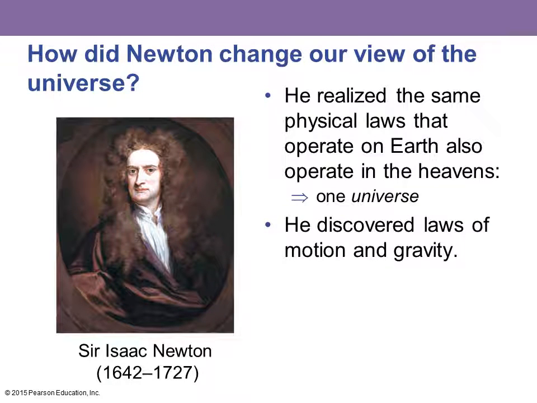How did Newton change our view of the universe? Well, he realized the same physical laws that operate on Earth also operate everywhere else. In other words, throughout the universe. And so he applied these laws to all these other objects as best he could, up to the point that he could observe them. So he really discovered the laws of motion and gravity, and he saw application of it everywhere he looked.